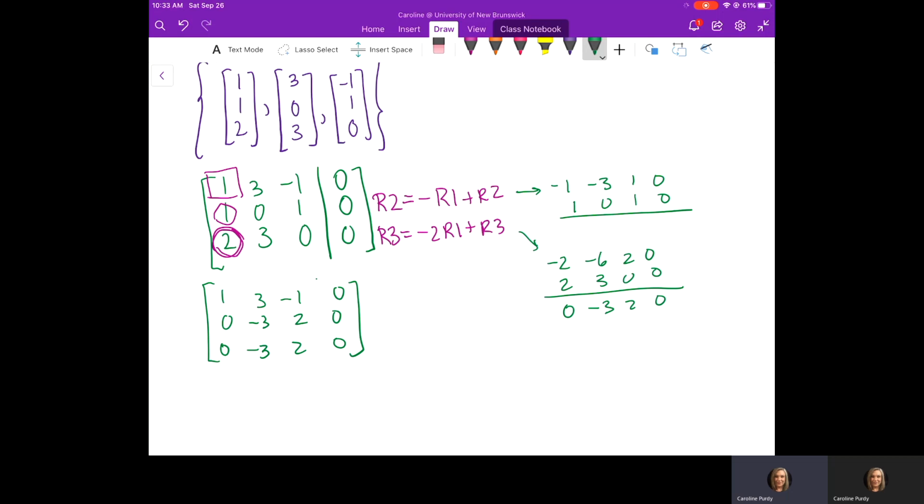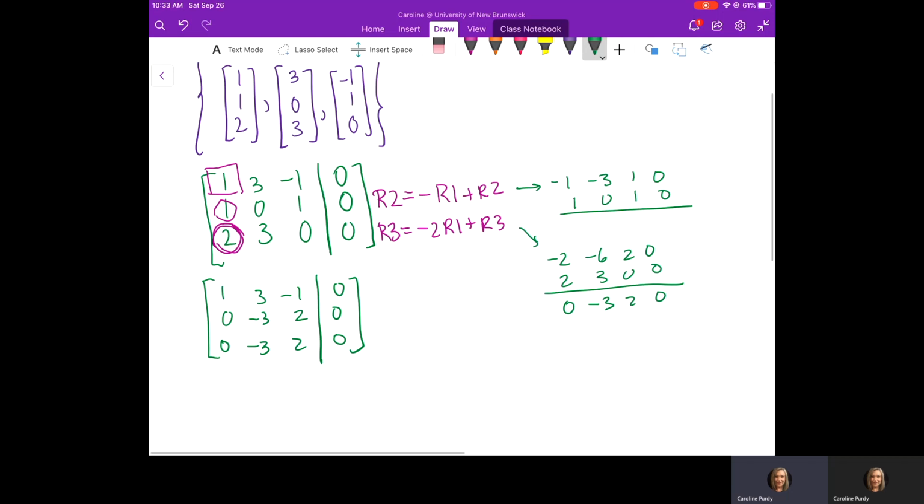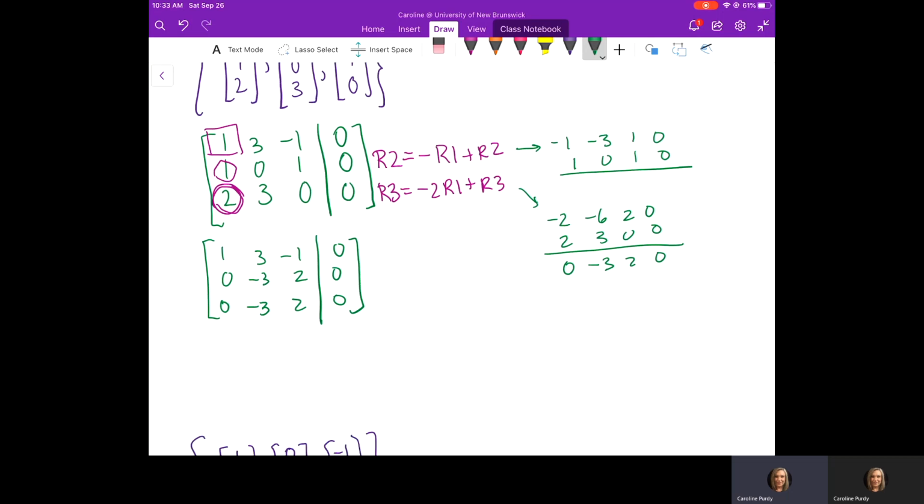Okay, I can actually stop at this point because I do notice right now that my row 2 and row 3 are the same. And so that means I am going to get some free variables here, and this will not span all of R3. But let's continue on just to show you.